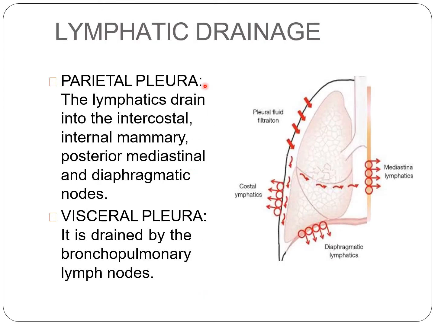Coming to the lymphatic drainage. It is also different in parietal pleura and visceral pleura. The lymphatics drain into intercostal, internal mammary, posterior mediastinal and diaphragmatic nodes in the case of parietal pleura. For visceral pleura, it is drained by bronchopulmonary lymph nodes. This is the lymphatic drainage of parietal pleura: costal lymphatics, diaphragmatic lymphatics and mediastinal lymphatics.